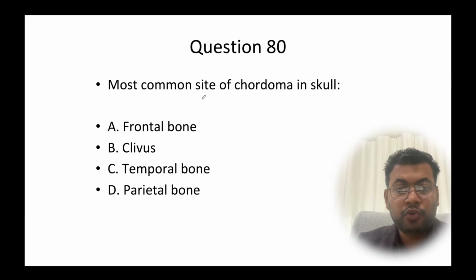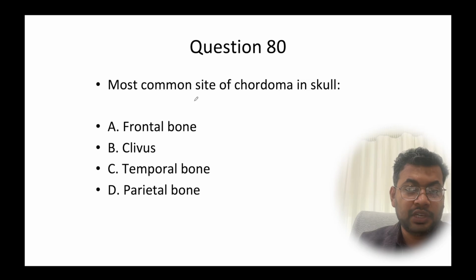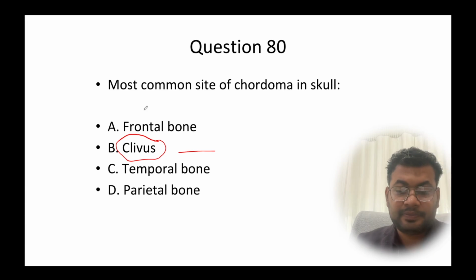Most common site of chordoma: sacrum, but sacrum is not in the options. Frontal bone, clivus. Clivus is at the base of the skull. Temporal bone, parietal. So they are asking from all the bones of the skull. So the most common location out of these is clivus, that is the base of the skull, because this tumor arises from the notochord remnant, and the clivus is the common skull site.